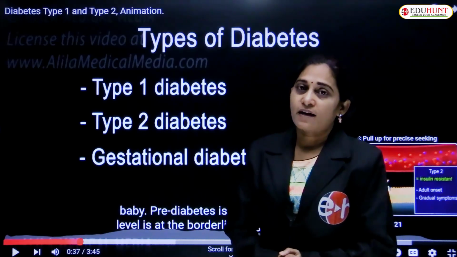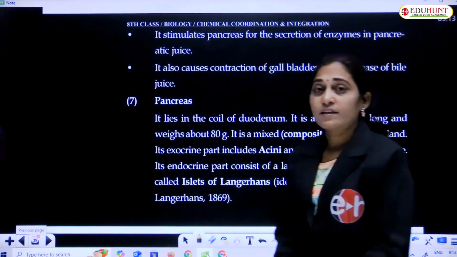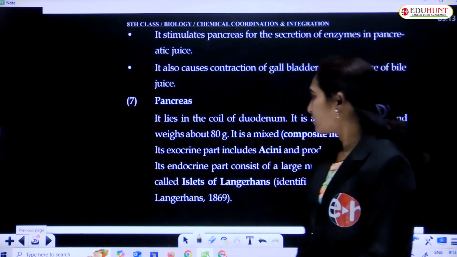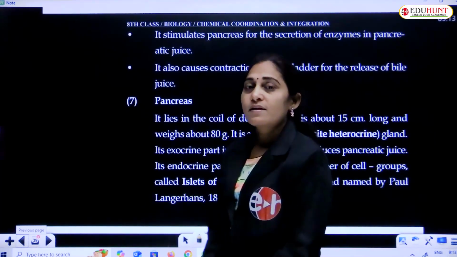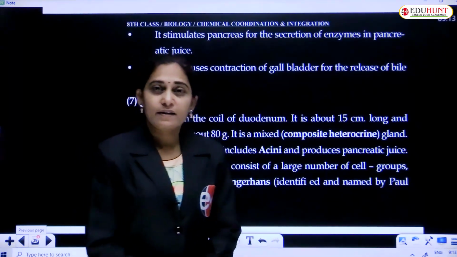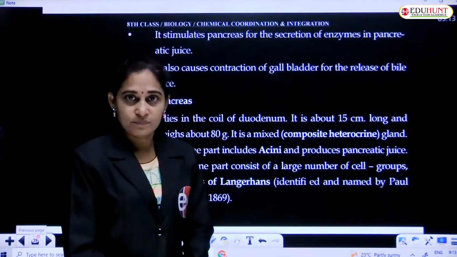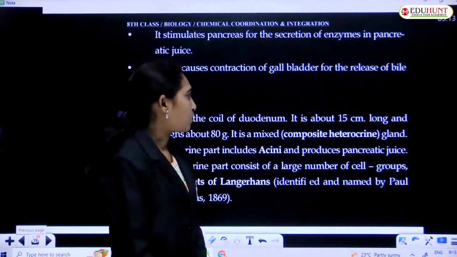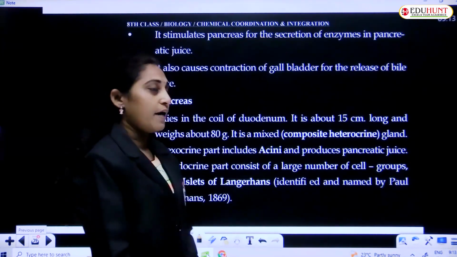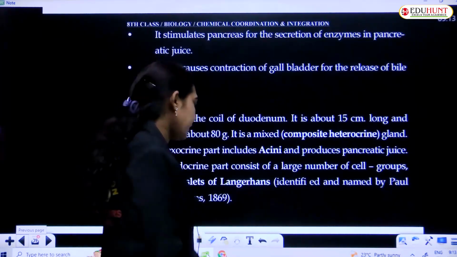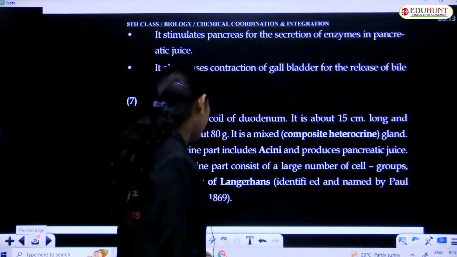Next endocrine gland is the pancreas. Where does the pancreas occur? It is present in the coil of the duodenum. It is about 15 centimeters in size and weighs approximately 80 grams in an adult.